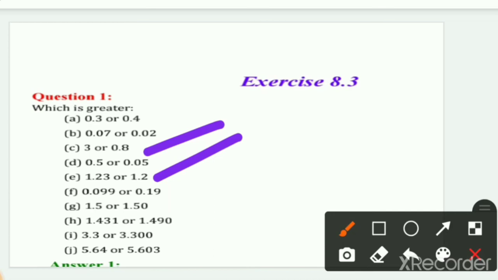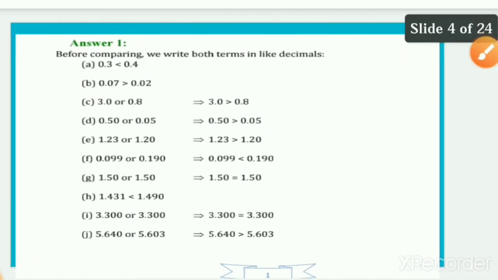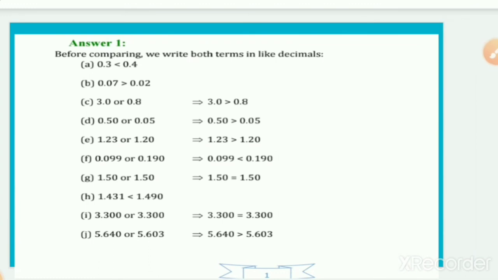Next we have the last one, 5.64 or 5.603. So the 100th term of 5.64 is greater than that of 5.603. Okay, yes, this is the solution. You all can observe here. This is the solution which we have discussed just now.